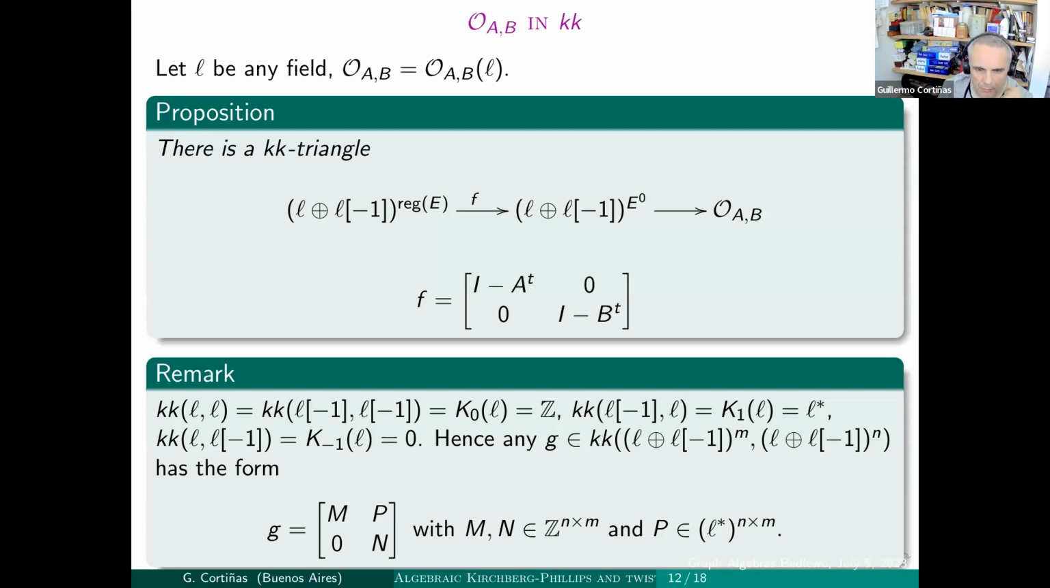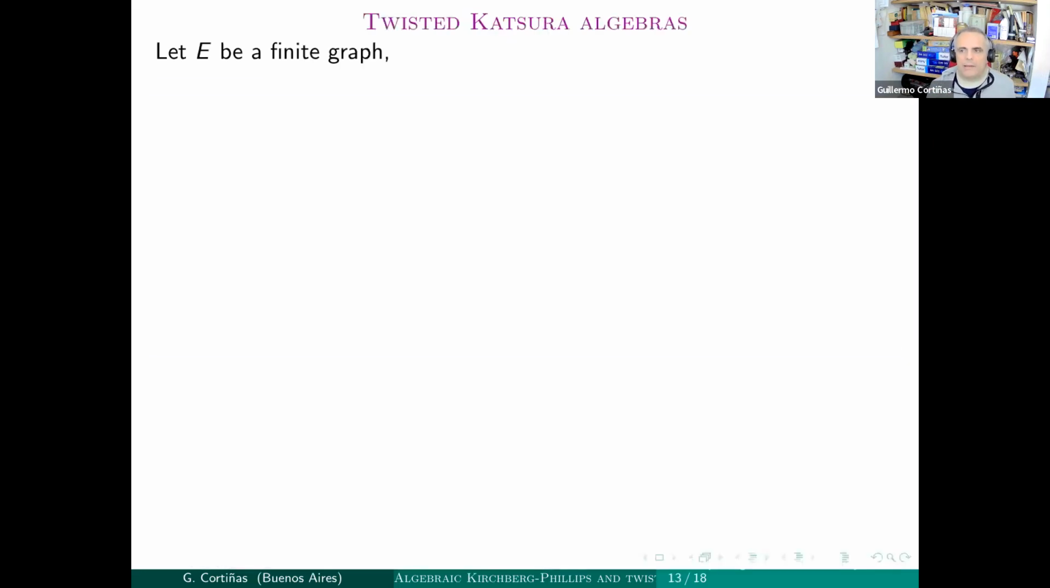Okay, this tells me that I should consider algebras that are a slight variation, or not so slight, of the Cuntz algebras, the Katsura algebras, such that when I compute them in kk, I get a P up there, in the upper right block. And this is how we come to the twisted Katsura algebras.